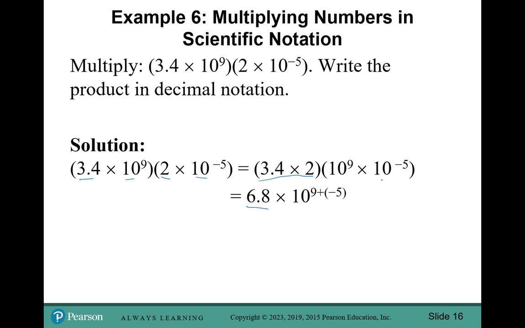I reduced this 10 to the 9th times 10 to the negative 5 down to the 10 to the 9 plus negative 5. And we know that 9 minus 5 is 4. So this number simply reduces to 6.8 times 10 to the 4th. Now this is the scientific notation of those two numbers multiplied. But if I wanted to write it in standard form, I would simply write 68,000. And all I did to get there was take the 6.8 times 10 to the 4th, and I moved that decimal those 4 times and replaced those empty spots with zeros, and that's how I got 68,000.